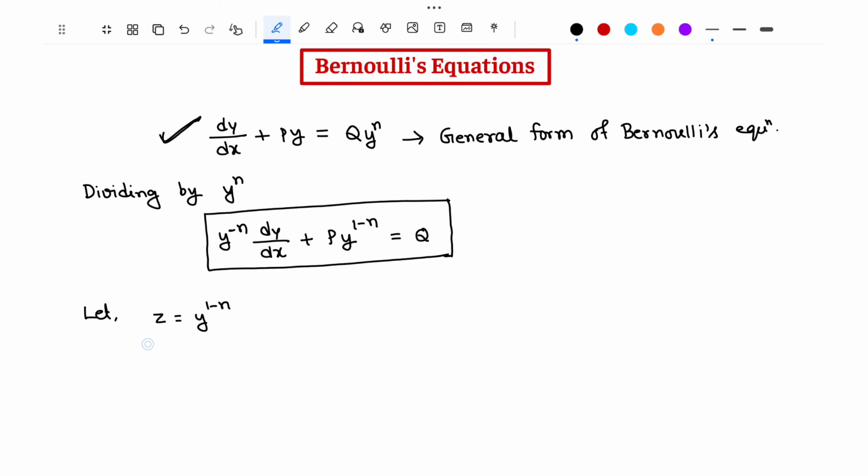So what will be dz dx? Why I am deriving with respect to x? Because in this equation the independent variable is x, that's why I am deriving with respect to x. So dz dx equals to, the formula is n into, so 1 minus n into y to the power n minus 1, so 1 minus n minus 1. Okay, and I am deriving with respect to x, so this will be dy dx. That means you are getting 1 minus n y to the power minus n dy dx.